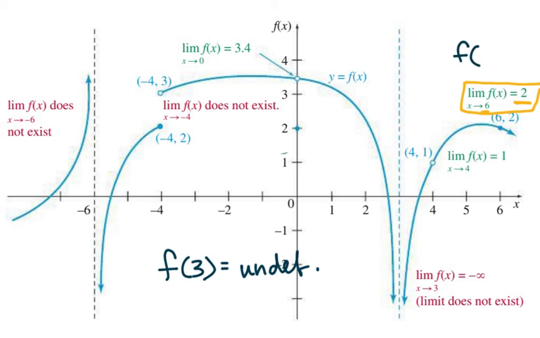Now, what is the function value here? Is there a defined dot for f of 6? The answer is yes, we have this one dot defined on the graph. So the function value for f of 6, when x equals 6, is y equals 2.